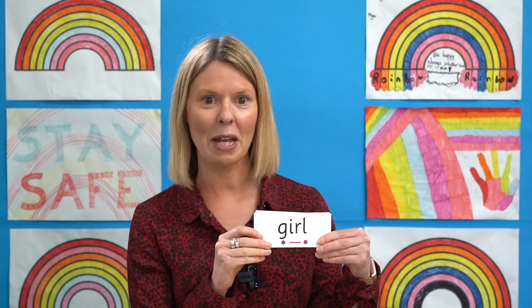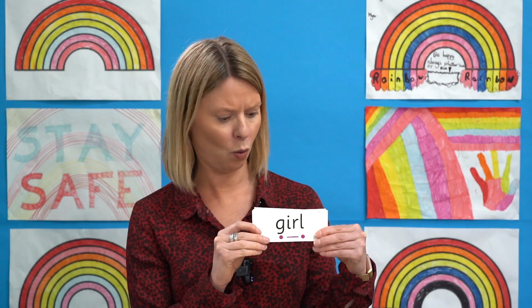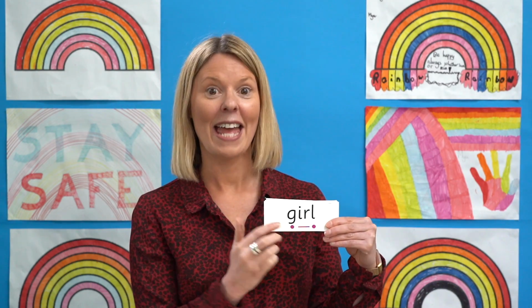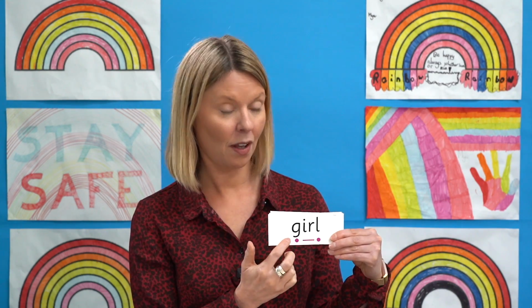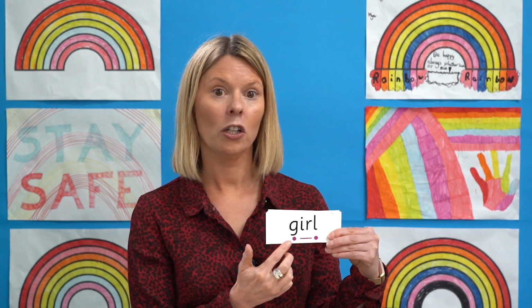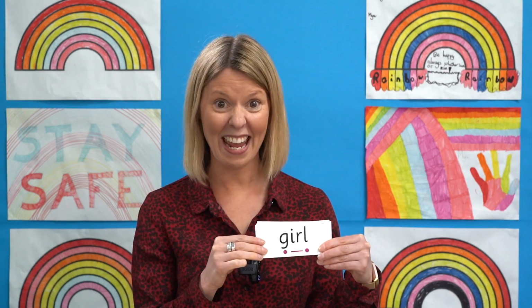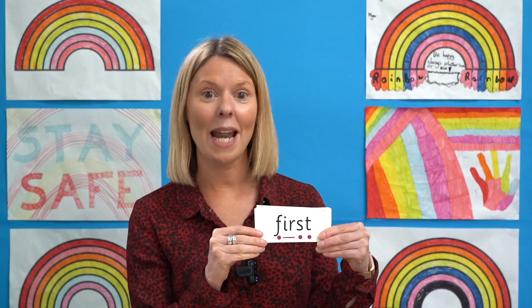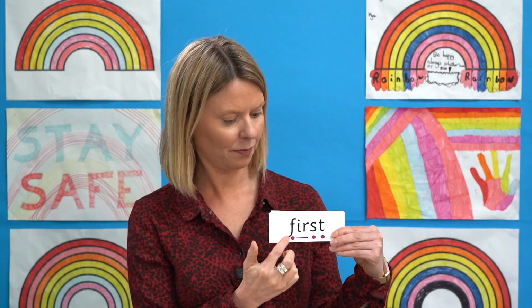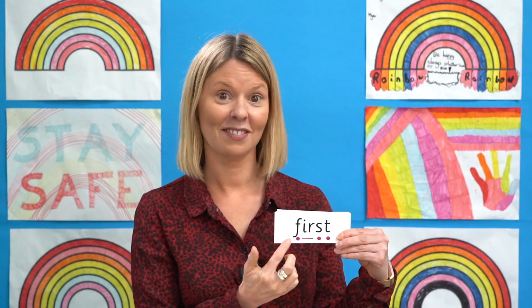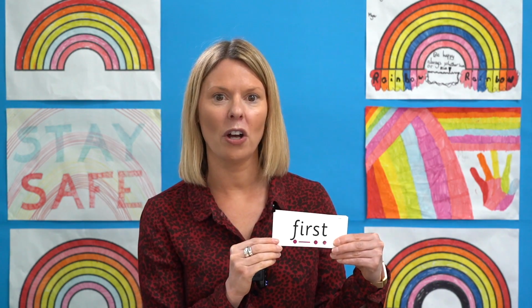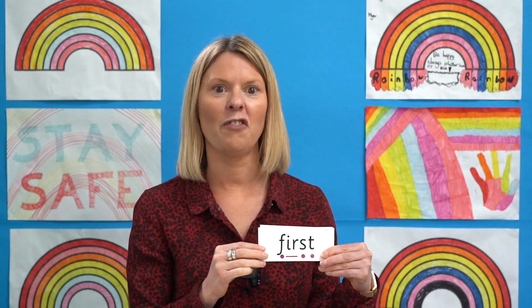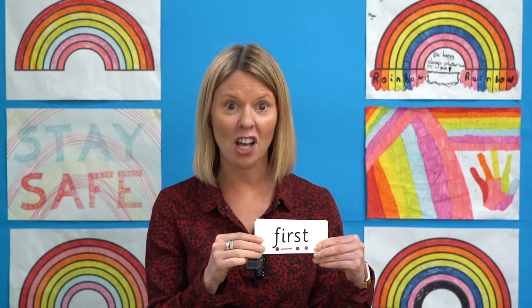Sound talk each grapheme and then blend to read the word aloud. Now let's read the word together. Girl. Girl. Did you get it right? Great job. Sound talk each grapheme and then blend to read the word aloud. Now let's read the word together. First. First. If you win the race, you come first.